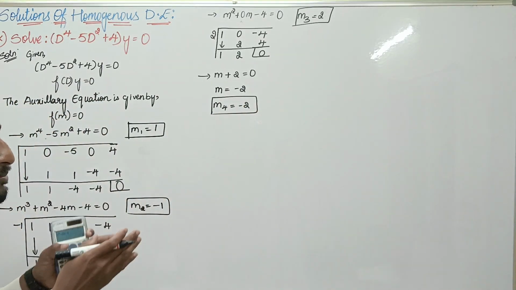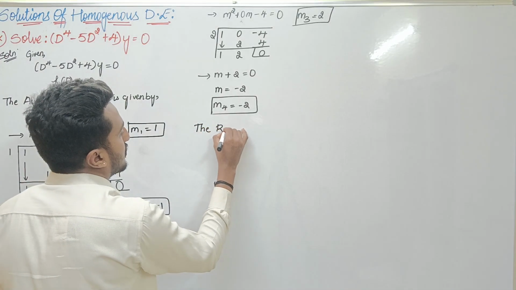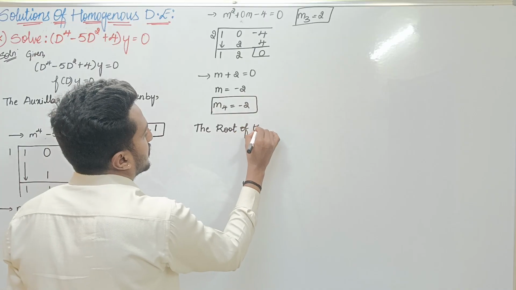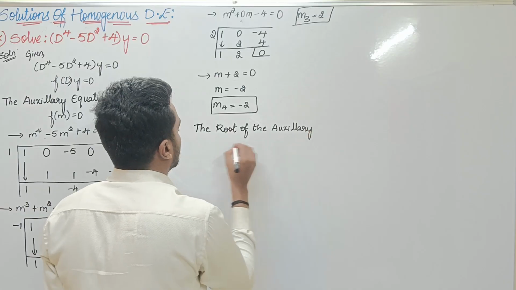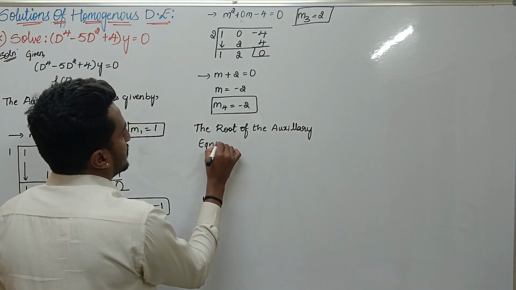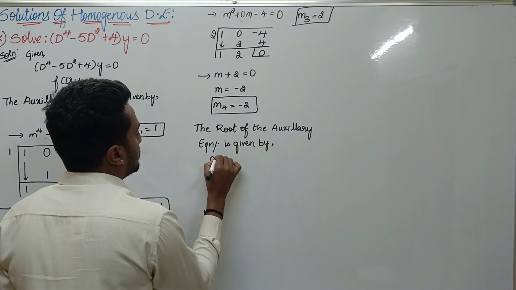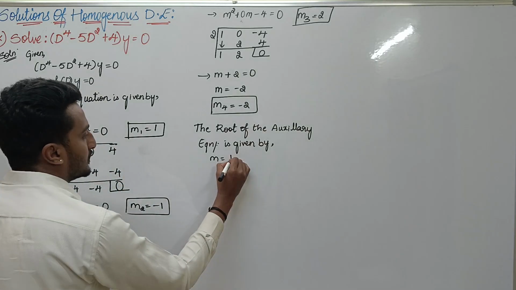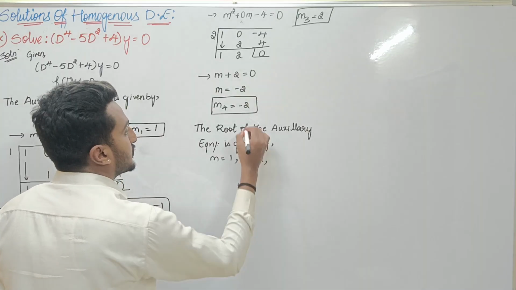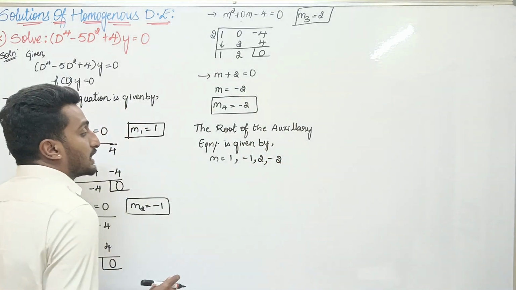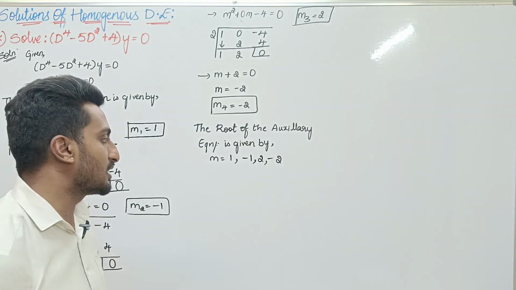Okay, done. Now represent the roots of the auxiliary equation. The roots of the auxiliary equation are given by m equal to, first root is 1, the second root is minus 1, the third root is 2, and the fourth root is minus 2. Considering these roots of the auxiliary equation, I am going to represent the general solution.